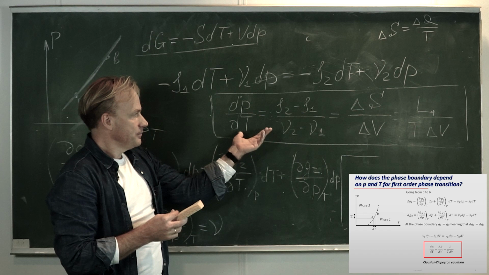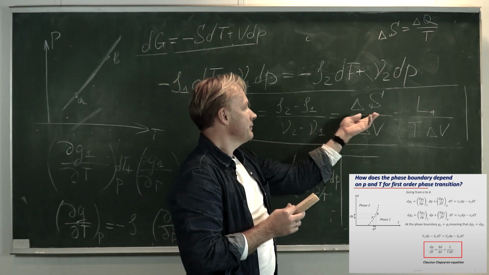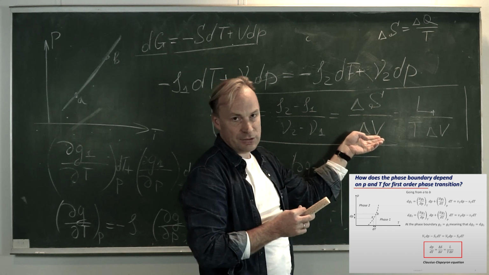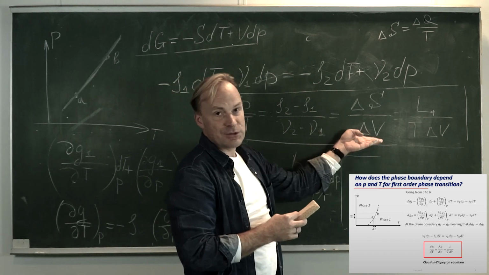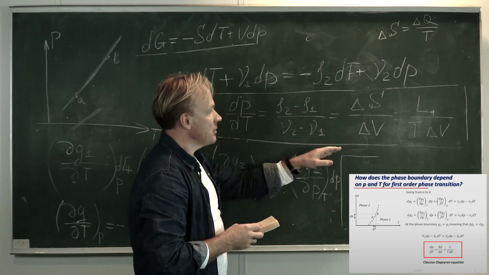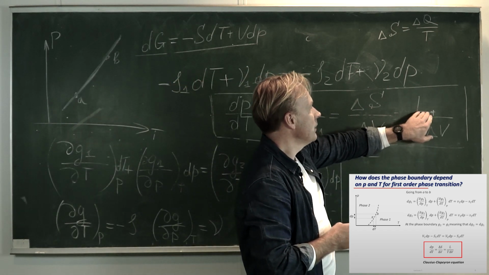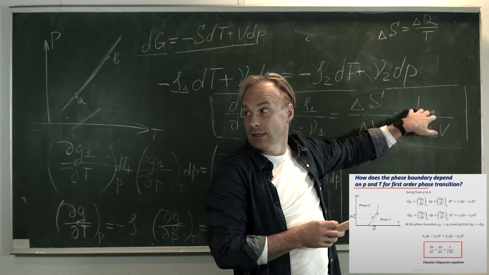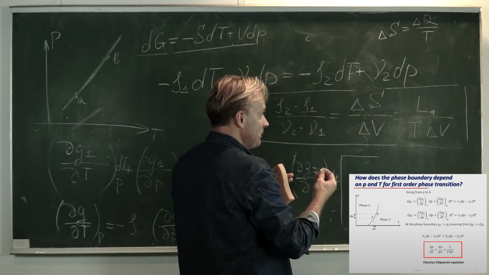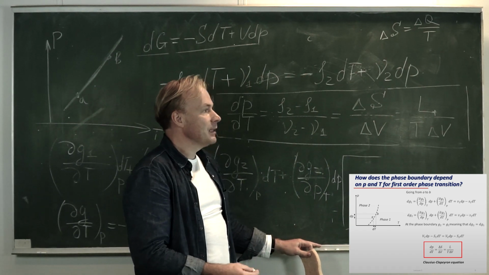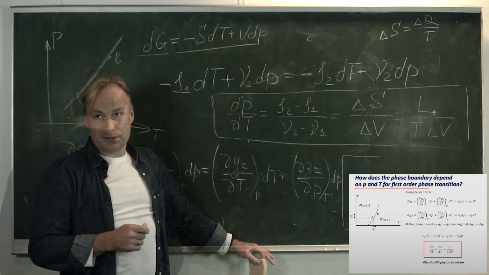Let's look at this derivative. It is not infinitely large and it is not zero if delta S is not equal to 0 and delta V is not equal to 0. If you talk about the transition between water and ice, the volume changes. We know that. Entropy also changes, because entropy can be expressed as the ratio of heat supplied to the system divided by temperature, and we know that in order to melt ice, we need to supply heat to the ice. So already from this expression, we can see that a first order phase transition can describe melting of ice.